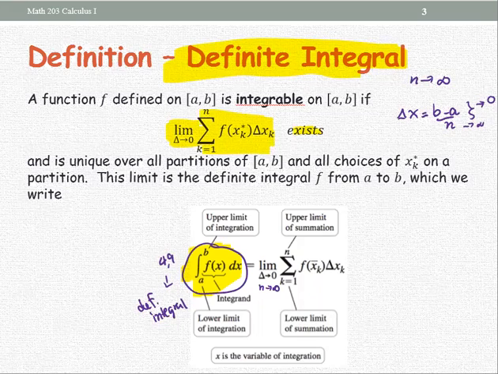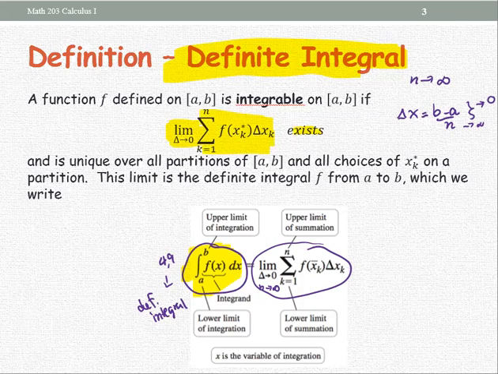As we make it into a very, very small width, a narrow bar, the approximation gets closer and closer to the exact area. So we can say the definite integral represents the area under the graph f of x, or between f of x and the x-axis. So this is the connection between the definite integral and the limit of the Riemann sum. Okay.